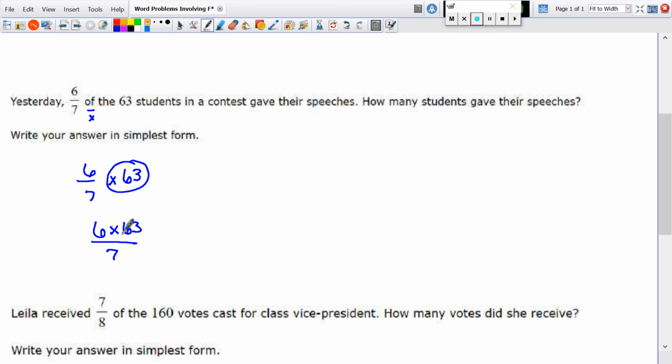Now before you multiply and get a really big number here, if you notice 63 and 7 can both be divided by 7, then you have a smaller number to deal with. So 63 divided by 7 is 9, and 7 divided by 7 is 1. So now you just do the numerator. 6 times 9 is 54, and you just have a 1 in the denominator. Now a fraction means divided by, so 54 divided by 1 is 54. So 54 students gave their speeches.